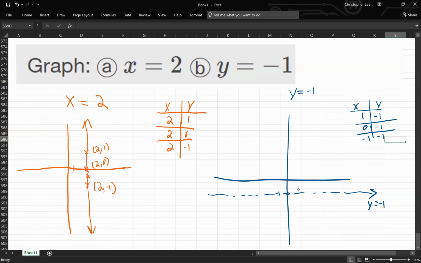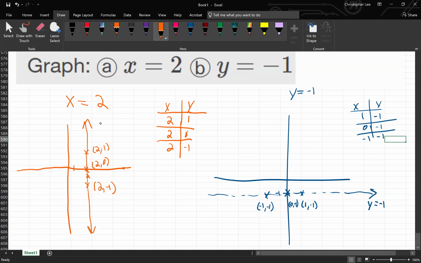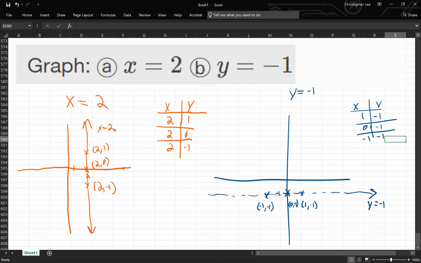And you can plot these points if you want. This is (1, -1). This is (0, -1). And over here, this is (-1, -1). I forgot to write my equation on the other side. This is x equals 2. All right, questions on this?